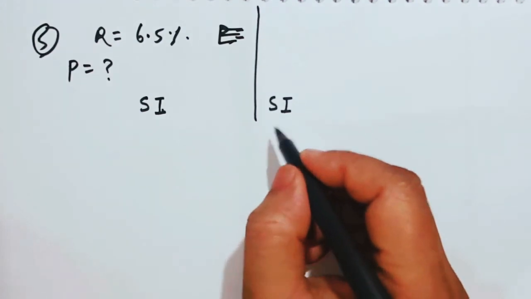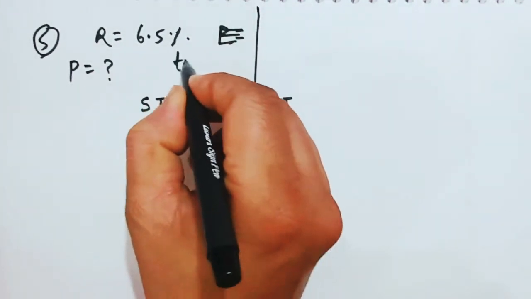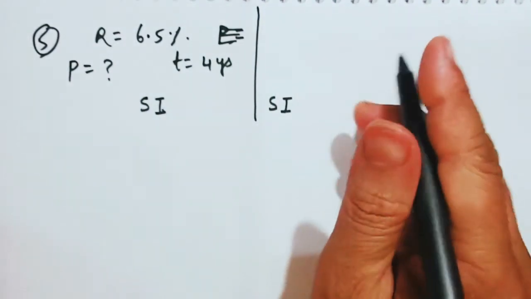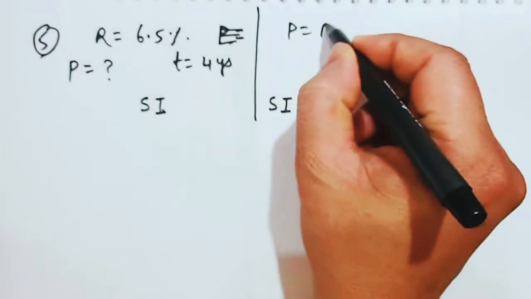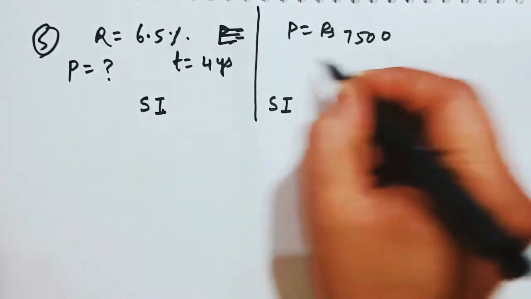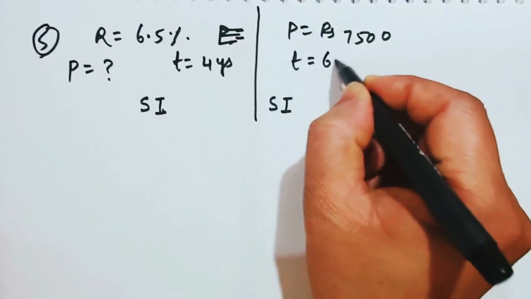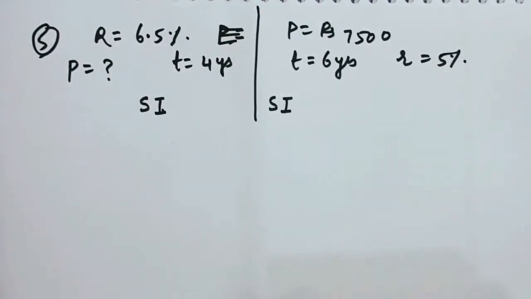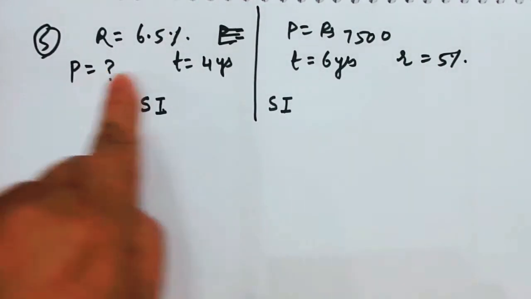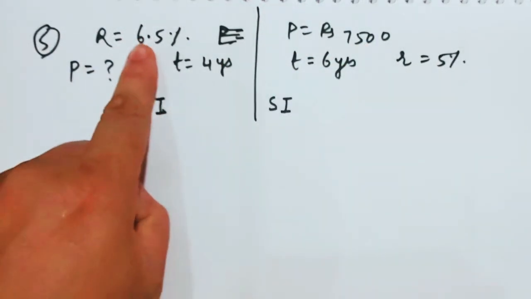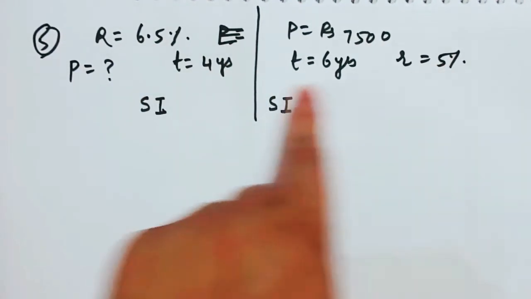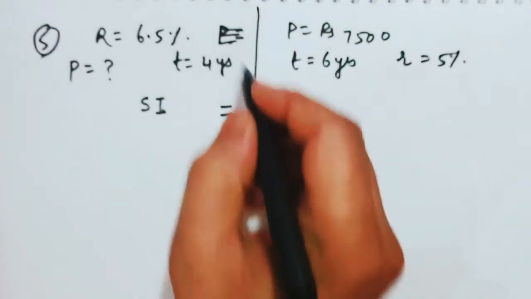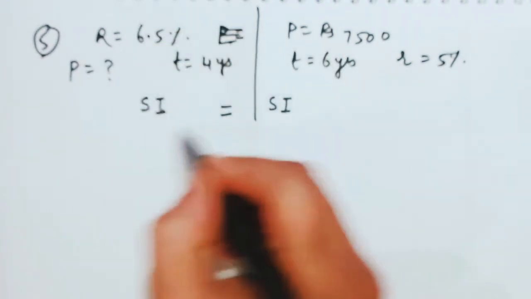As rupees produce the same interest in 4 years, means they have given you time as 4 years also, and on the other hand they have given you principal as rupees 7500, time as 6 years and a rate of 5% per annum. So here they have given you 2 principals, one that you do not know. One principal is 7500, rate here is 6.5%, here 5%, here 4 years, 6 years.